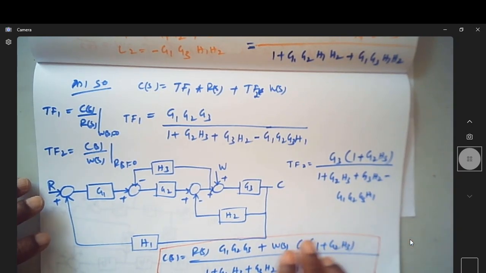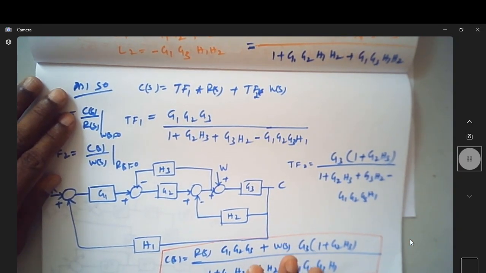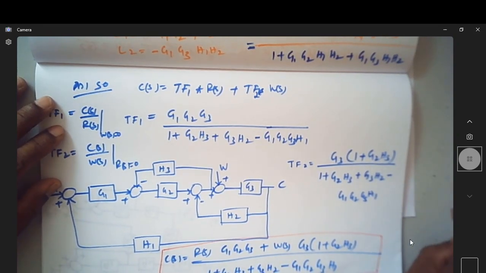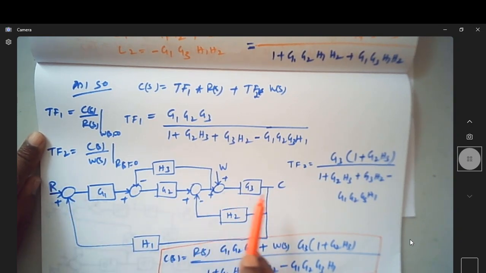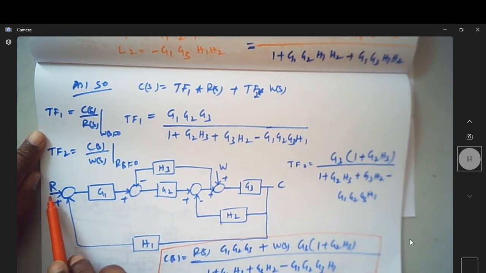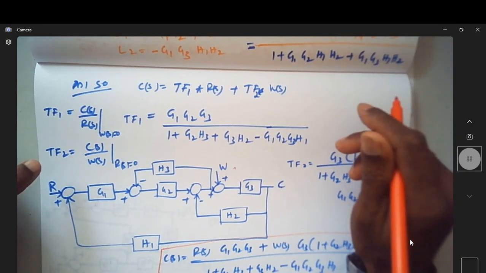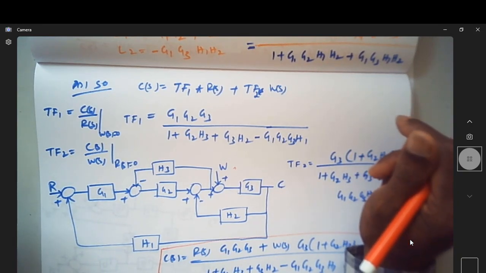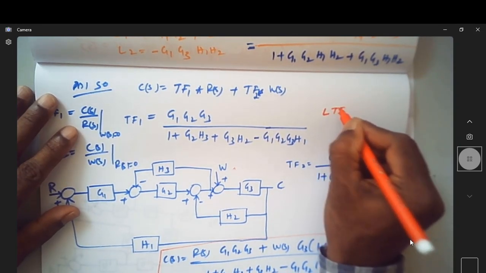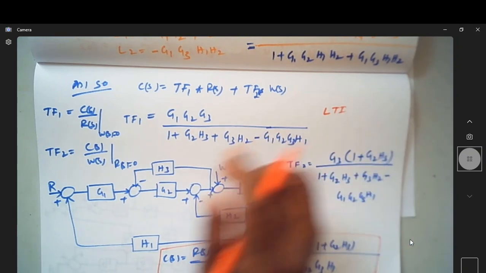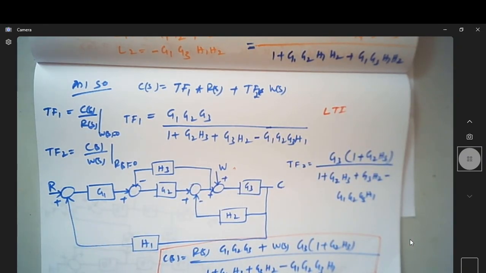Fine. So this way you can write. What I'm trying to do here is find the two transfer functions corresponding to this output, for the first input and the second input. So this is where we use the superposition theorem. This is for linear time invariant systems, LTI systems, for which you can apply the superposition theorem as we use in electrical networks. It is also applicable to these types of block diagrams.